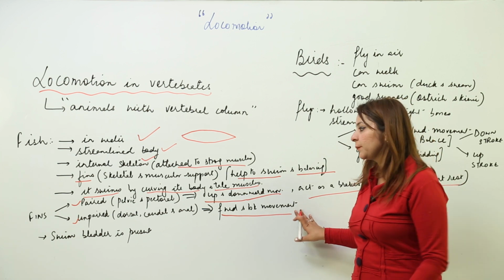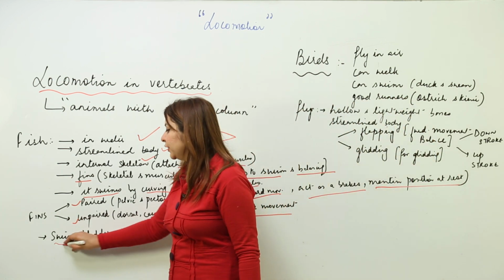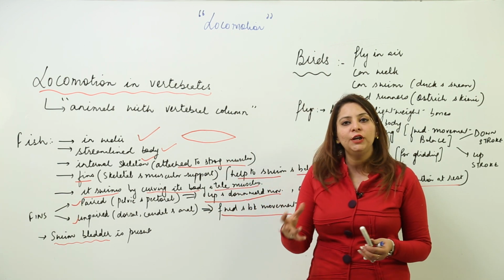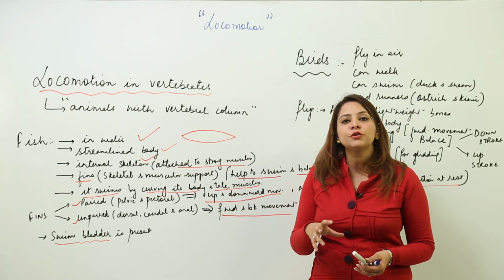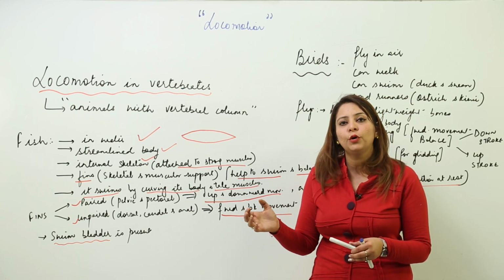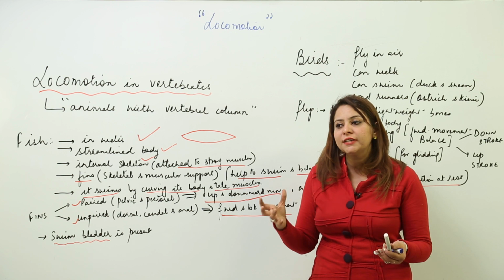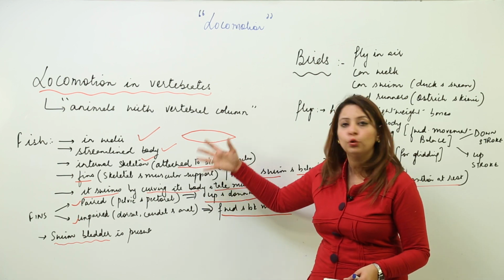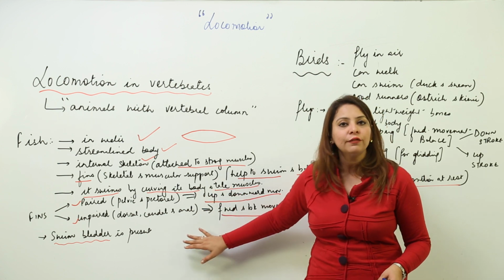And there is another adaptation, that they have a swim bladder, which is filled with air when the fish wants to make its body light, and it empties the swim bladder when it wants to make its body heavy. So this is the adaptation and locomotion we see in the case of fish.